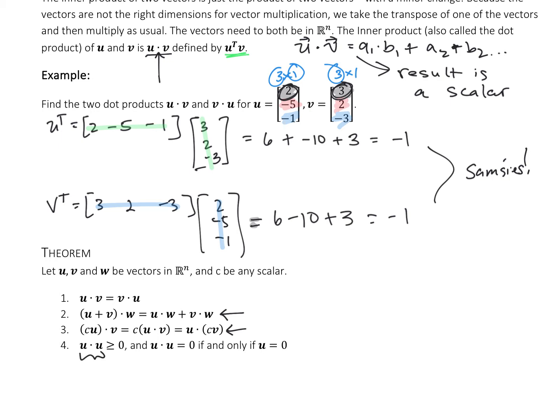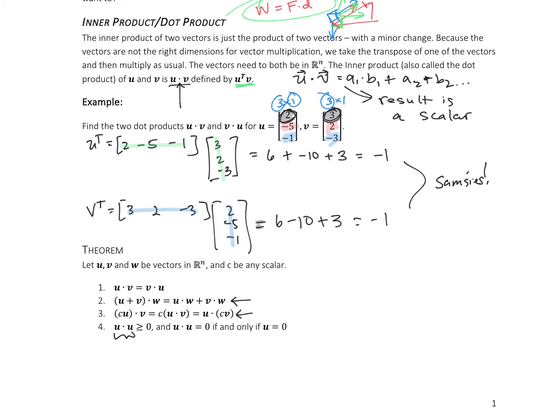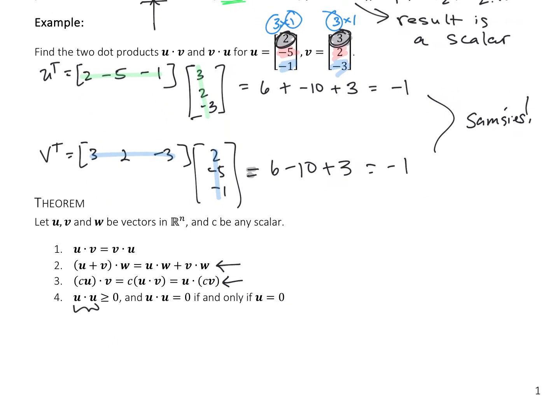It says that u dotted with u is always going to be greater than or equal to 0. And if we think about that, it sort of makes sense, right? Let's even take the u that we already had, the 2, -5, -1, and 2, -5, -1. I'd have 2 times 2, or 2 squared, I'd have -5 squared, and I'd have -1 squared.